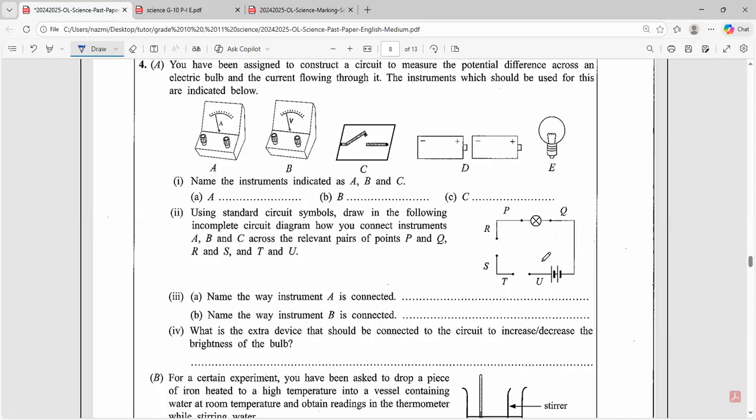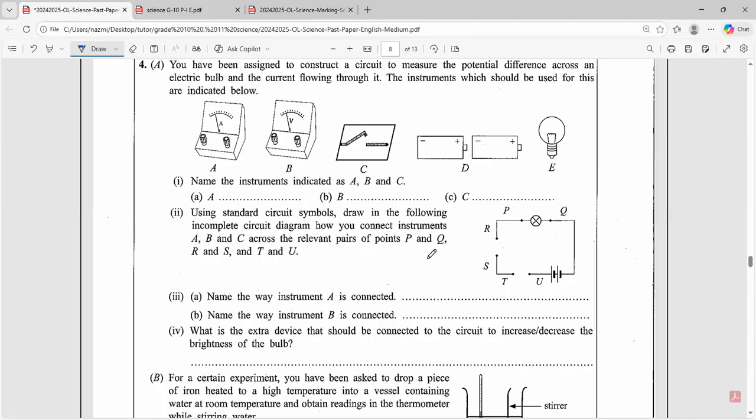So you have to complete the circuit. So what can come between R and S? Ammeter or switch. Ammeter, okay. Then if you put the ammeter there, between T and U you have to put the switch. Voltmeter you have put already, no? Voltmeter is across the bulb. Okay. So for that 3 marks, you'll get 1 for the voltmeter.